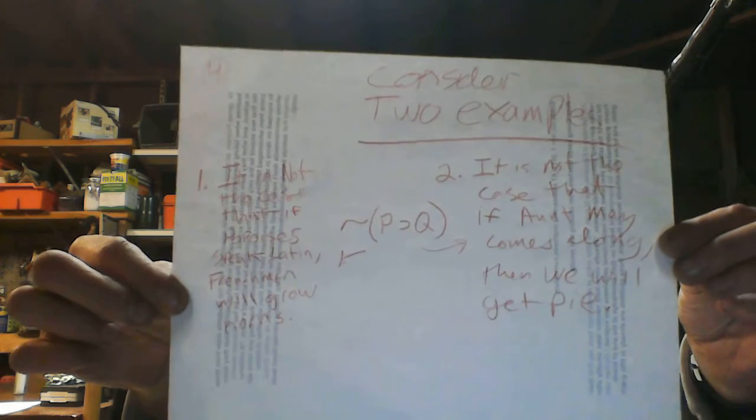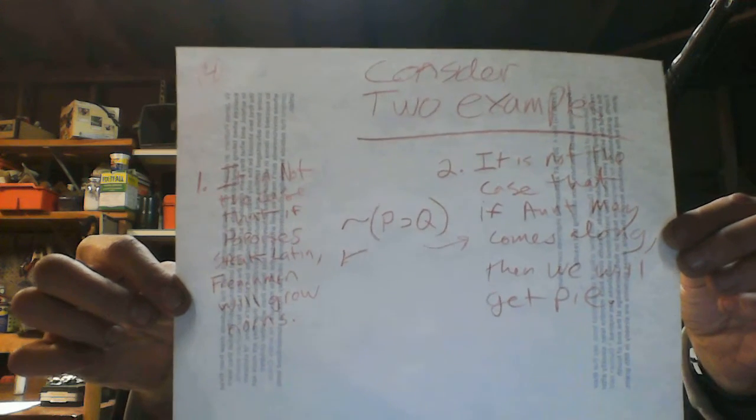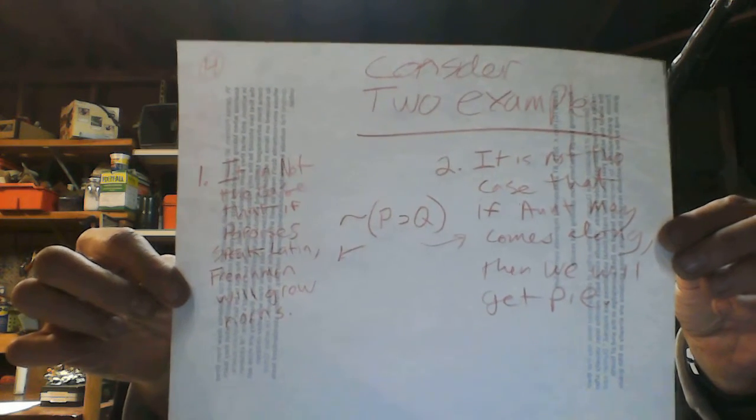Here are my two examples. They're both symbolized by the same thing. Not P, then Q. The first example reads, it is not the case that if porpoises speak Latin, Frenchmen will grow horns. Okay? Number two, it is not the case that if Aunt May comes along, then we will get pie. It's not true. If Aunt May comes along, we're going to go get pie, right? No, Johnny, it is not the case that if Aunt May comes along, then we will get pie.